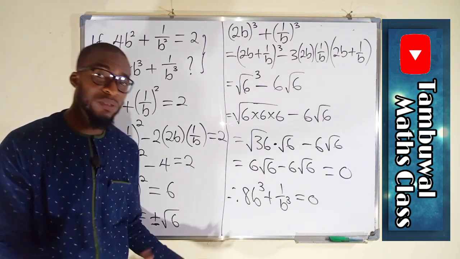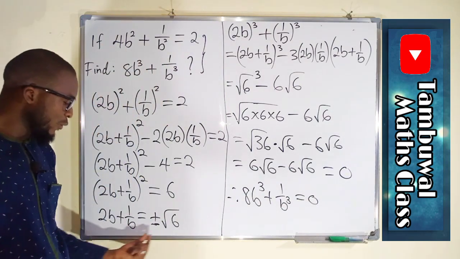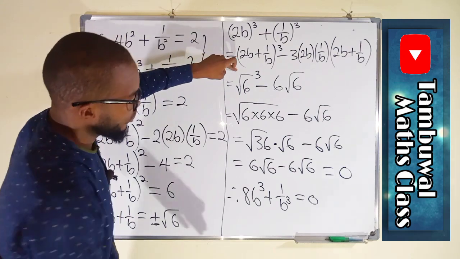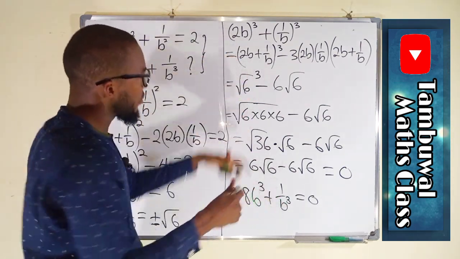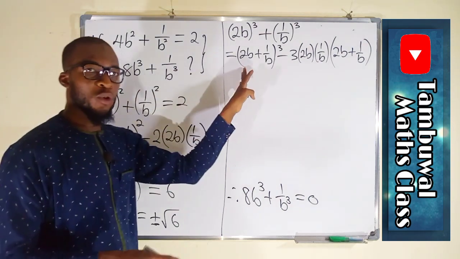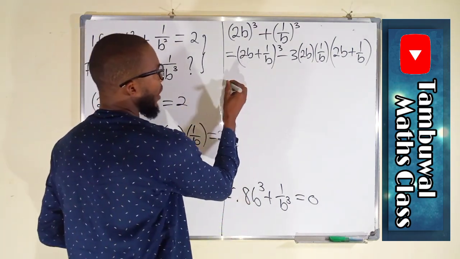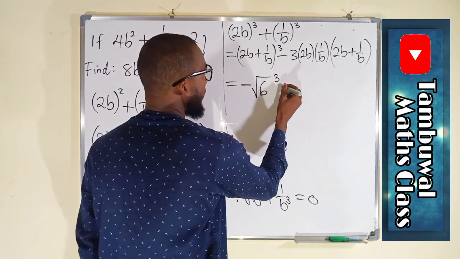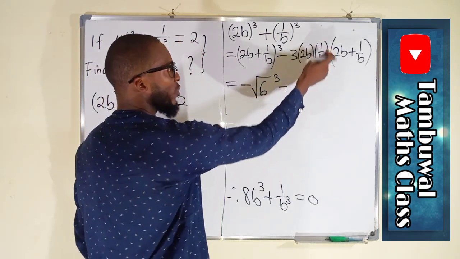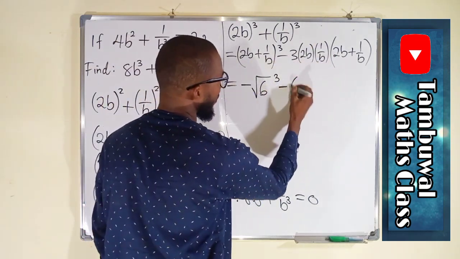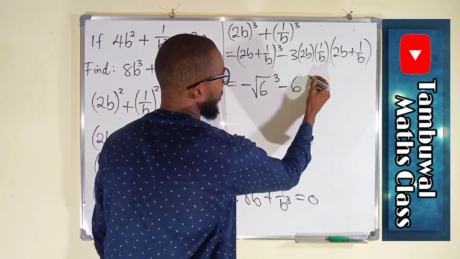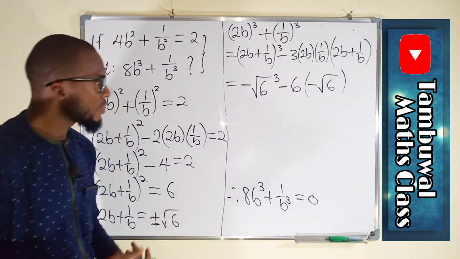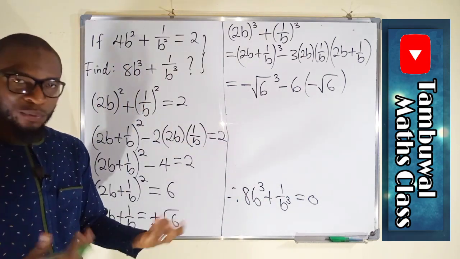But if you doubt, we can check for the value equal to negative root 6. We can substitute that from here. Just take note of this. Let me wipe from here downward. So if it is equal to negative root 6, we have negative root 6 to the third power minus, if you multiply 2b with 1 over b, you shall obtain 2, times 3 is 6. This is negative. We are multiplying by negative root 6 because we say let it be negative for now. This multiplied by this becomes positive.